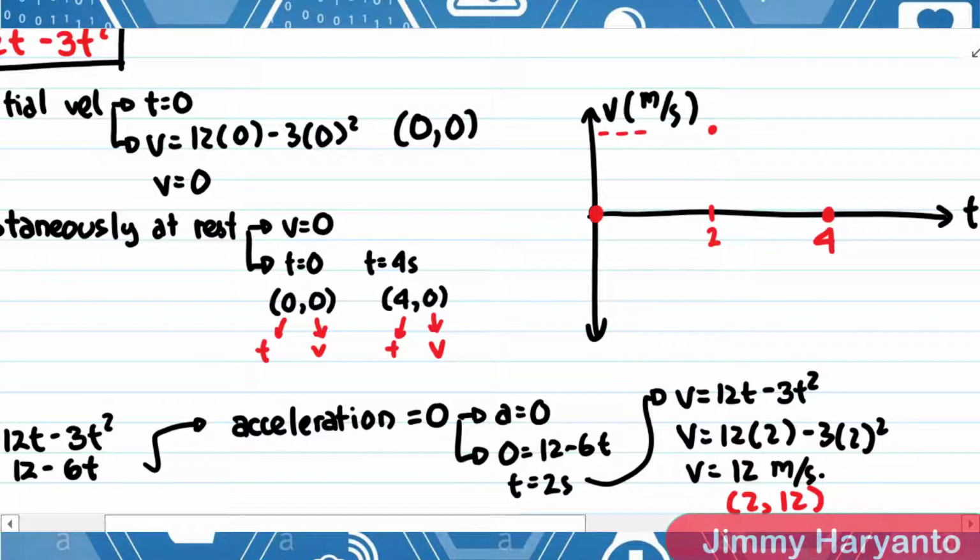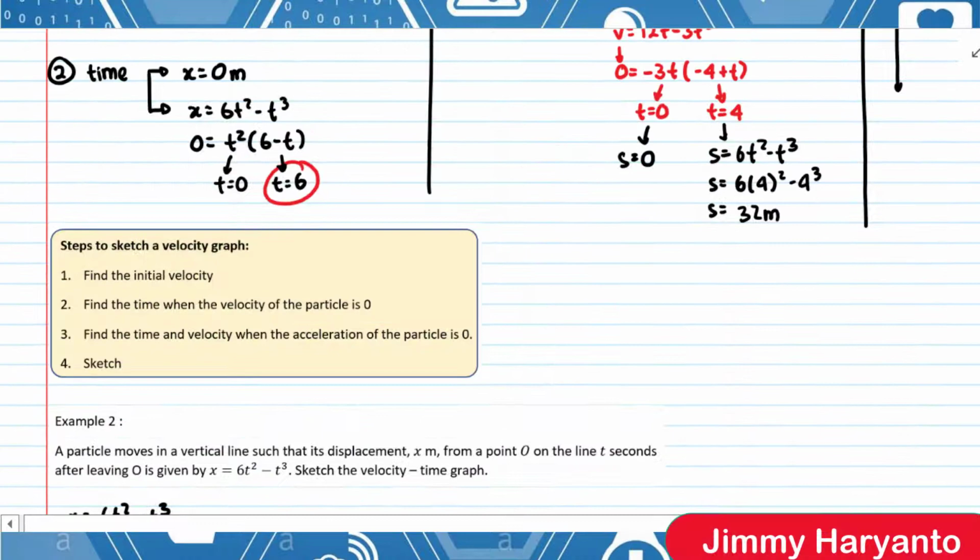2, 12. Okay, that is the vertex or the turning point or the maximum point, or what can you call that? Anyway, it's the vertex. Okay, so I can draw the sketch like this. So wait a minute.